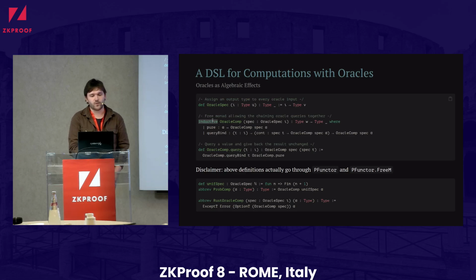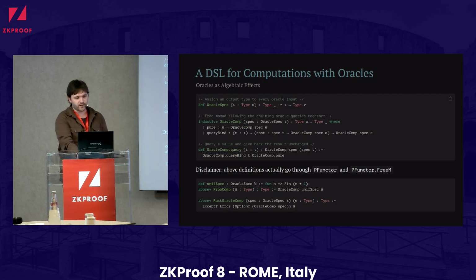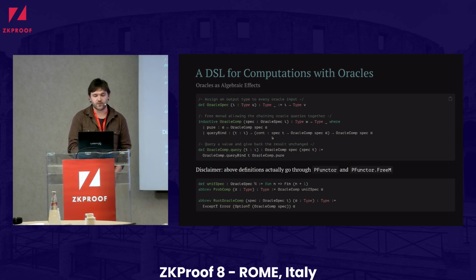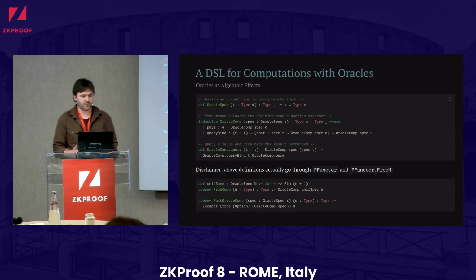And then we build this actual monad to represent the computations given some spec by saying a computation is either a pure Lean value or it's this query bind constructor, which says we're going to query some input t, and then when we get the result back, it'll be something of type spec t, because spec is mapping inputs to the output type, and we assume there's some continuation function that, when it gets that, would continue on with another oracle computation.